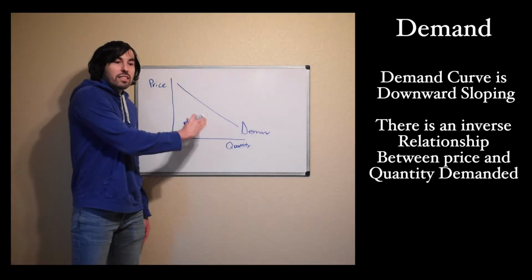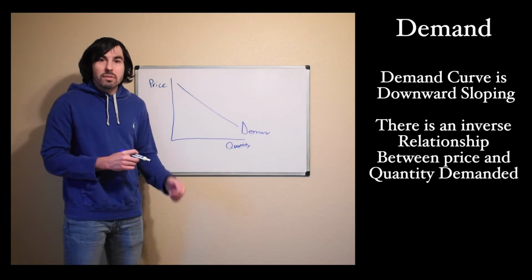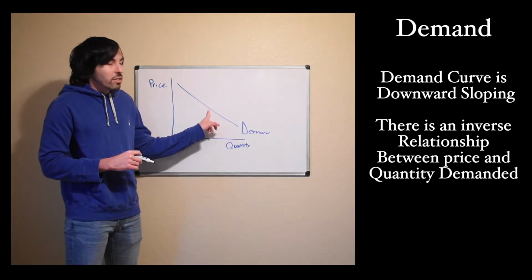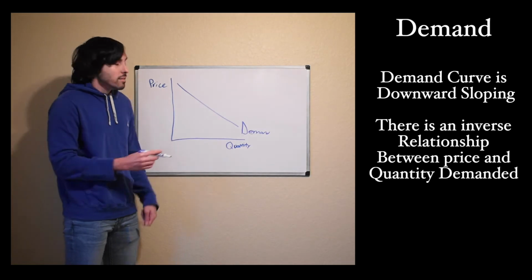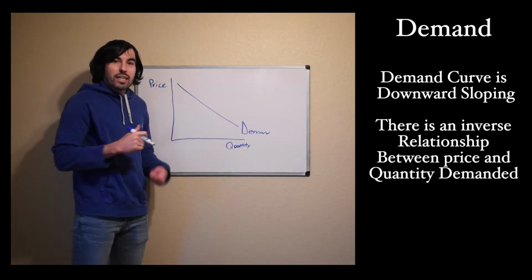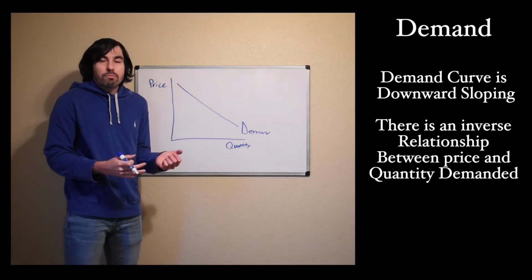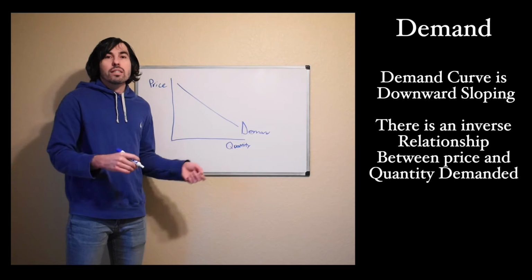The demand curve is downward sloping, and the reason for that is the law of demand. As prices decrease, or as prices come down, the quantity demanded increases. So the cheaper things get, the more we want to buy. And we've all experienced that before. That's how sales work. As prices get lower, we'll buy a greater quantity of goods.